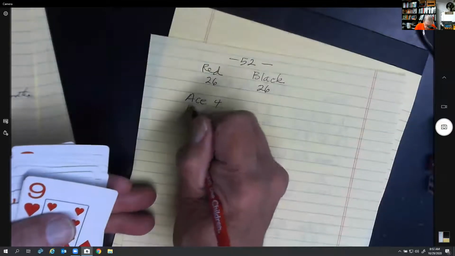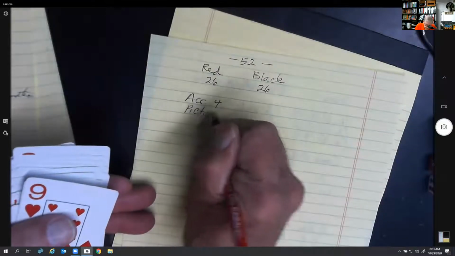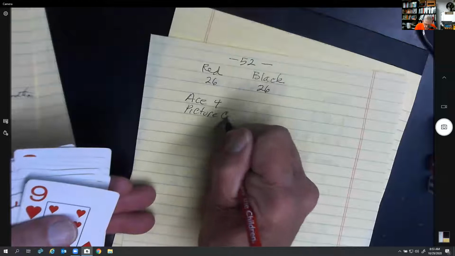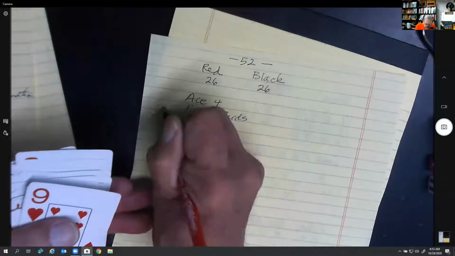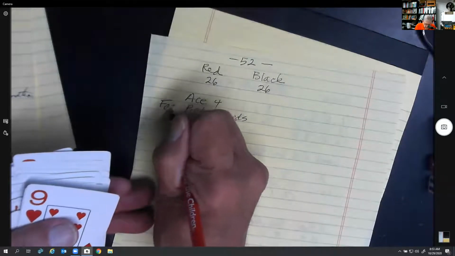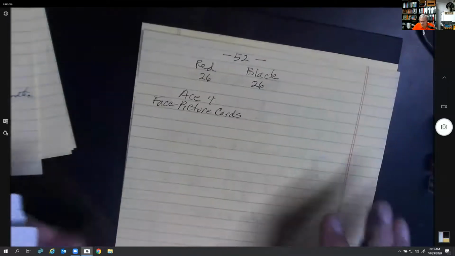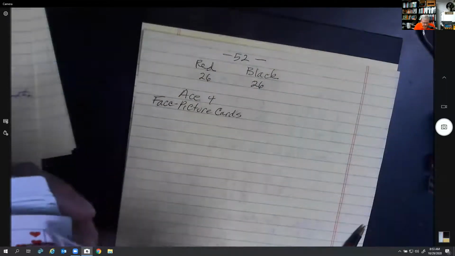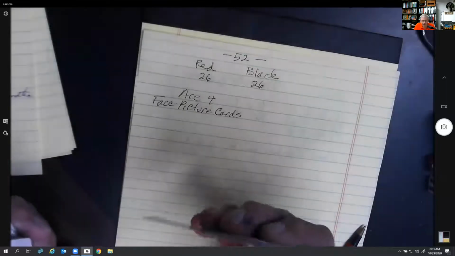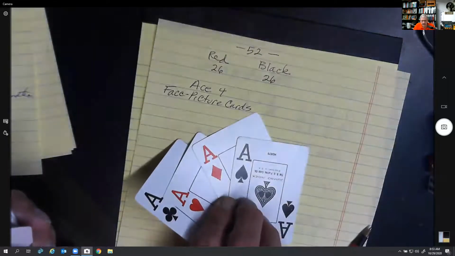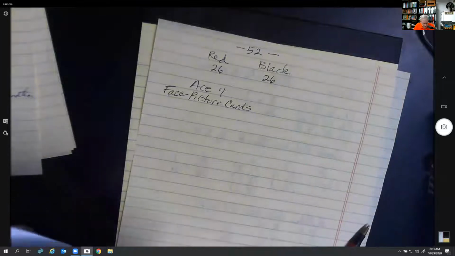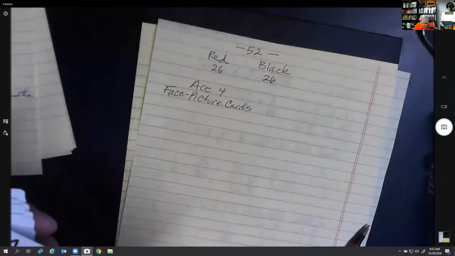Okay, picture cards. Or sometimes we call these face cards. Face is a more common way of saying it, face cards. These are not face cards. A face card has to have a face on it. Whoops there. These are not face cards. Those are aces. So face cards are these cards right here.